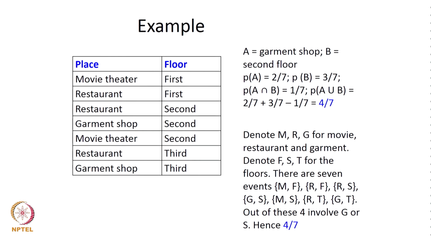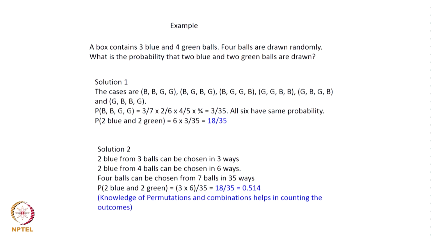Sometimes we follow this event sample space way, sometimes we use these formulae, and slowly as we move along we will have to understand both the ways of doing it and more importantly understand how both of them are related to each other. Example, a box contains 3 blue balls and 4 green balls.